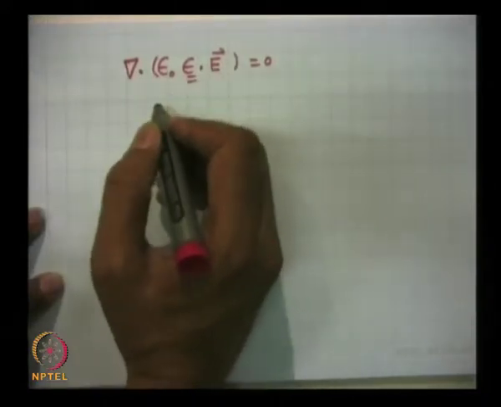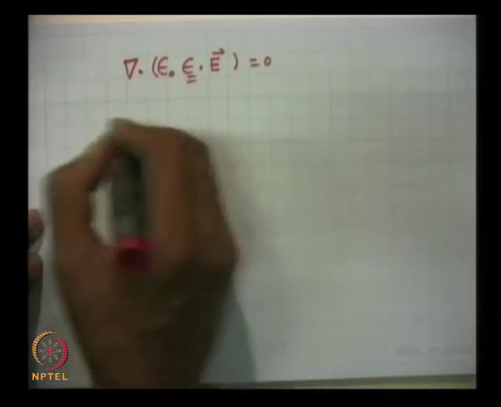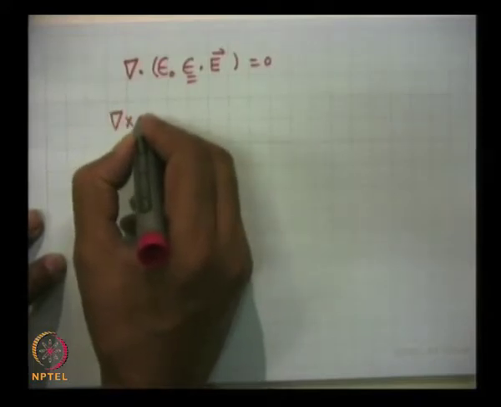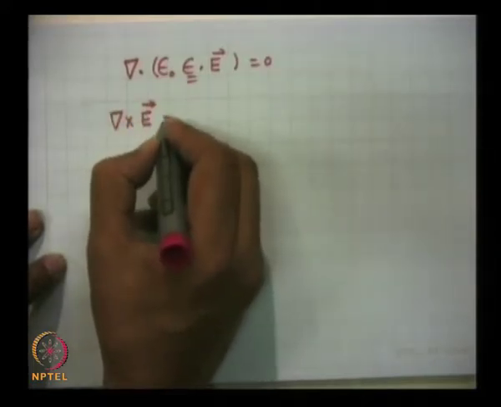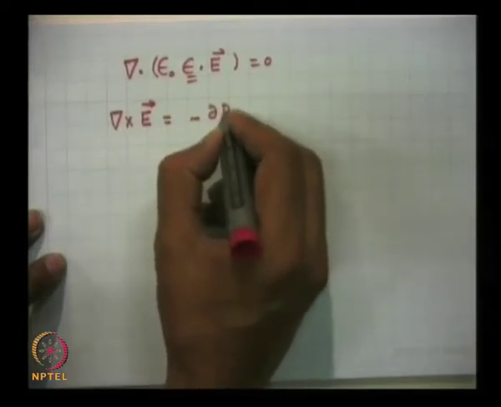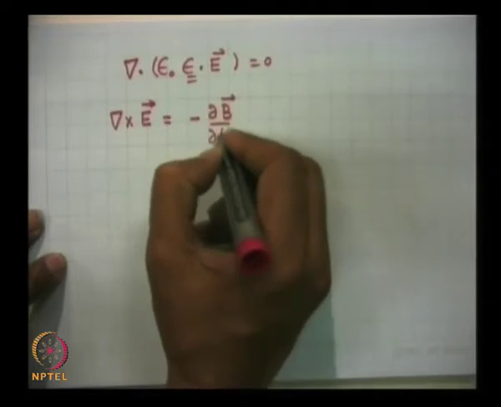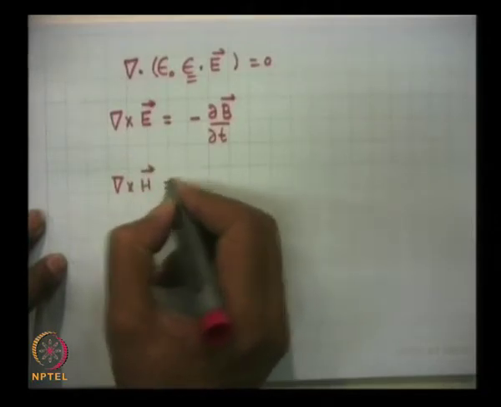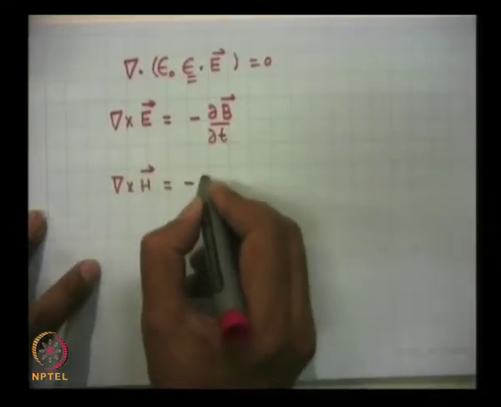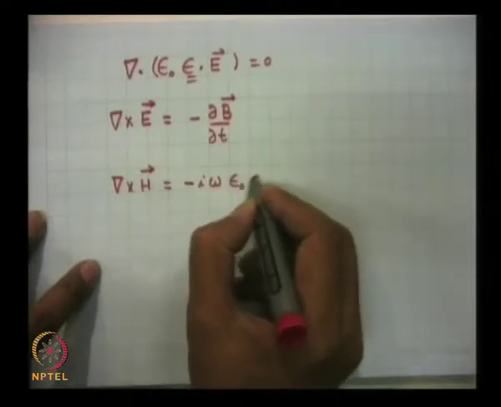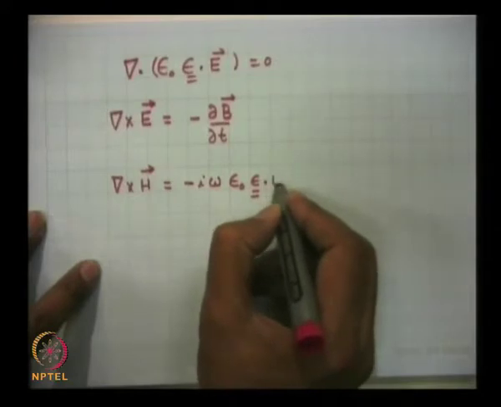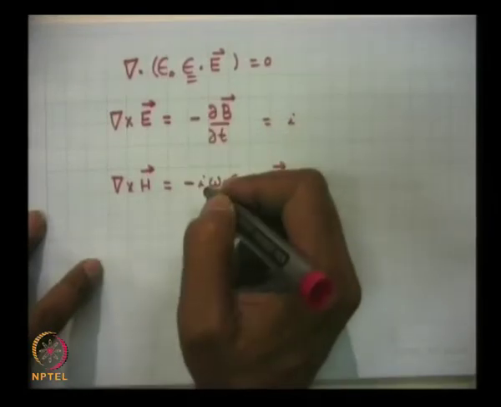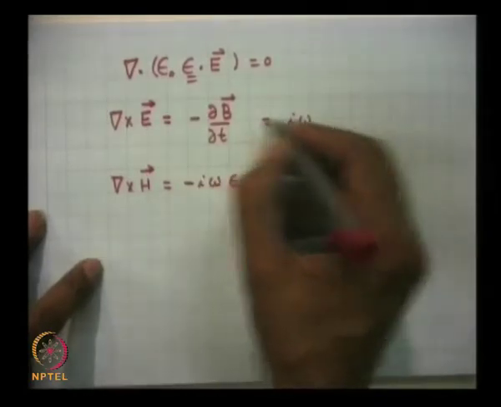And the relevant equations for wave propagation are the third and fourth Maxwell equations, which we write as curl of E is equal to minus delta B by delta t, and curl of H that we have just written is equal to minus i omega epsilon 0 epsilon tensor dot E. This also becomes, if I replace delta by delta t with minus i omega, i omega B, and B as mu 0 H.